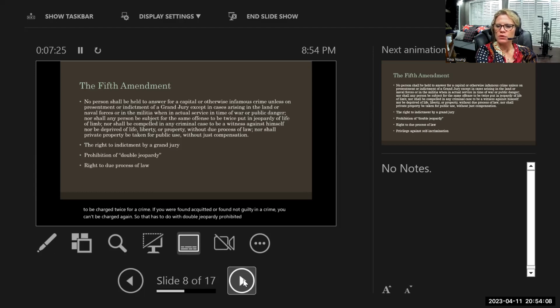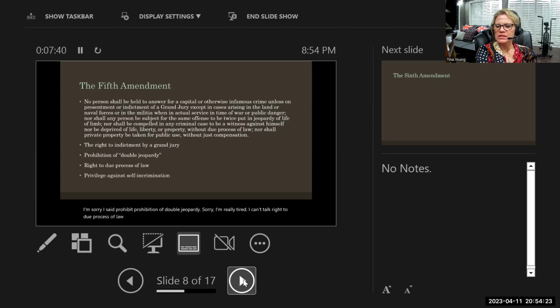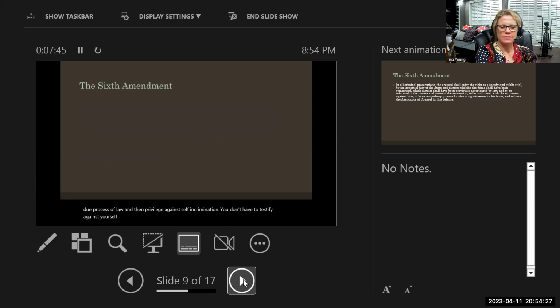prohibition of double jeopardy. The right to due process of law, and then the privilege against self-incrimination. You don't have to testify against yourself.